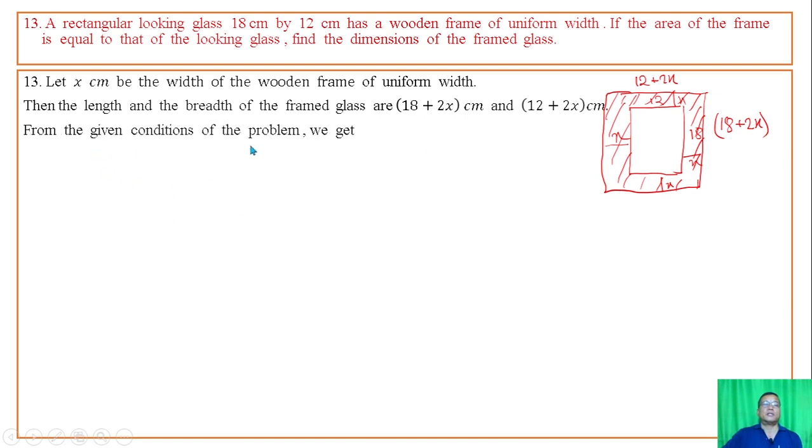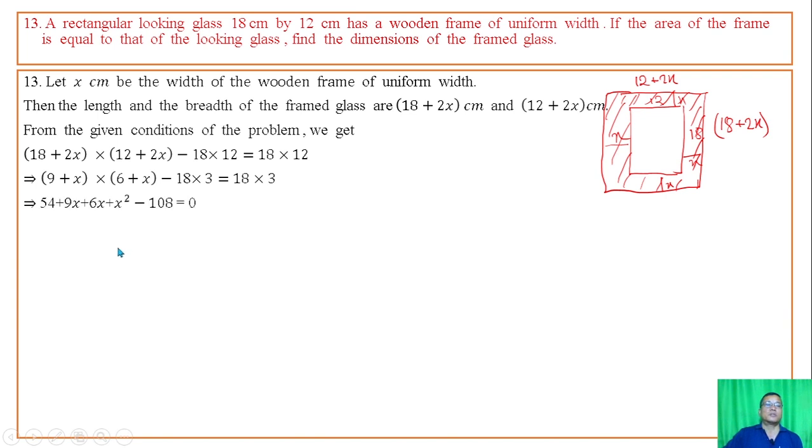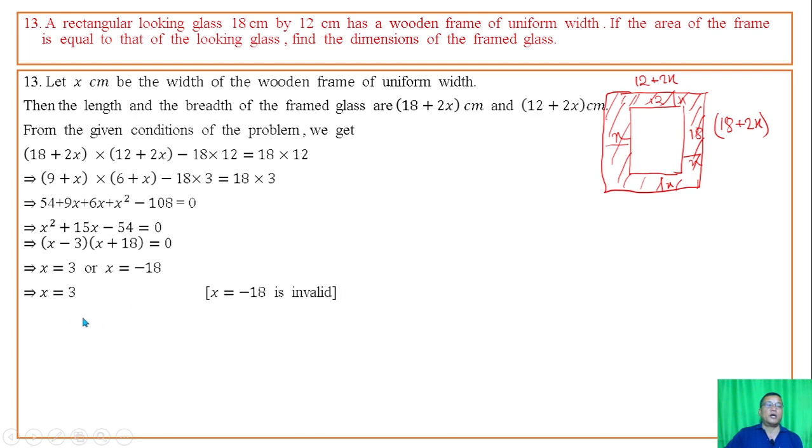From the given conditions of the problem, we get area of the frame glass minus area of the looking glass equal to area of the looking glass, which is given. Multiply, divide in sum by taking 4. We have this. Then we make a quadratic equation and factorize it. We have x equal to 3 or x equal to minus 18. Therefore, x equal to 3 is true since x equal to minus 18 is invalid. Length cannot be a negative number.